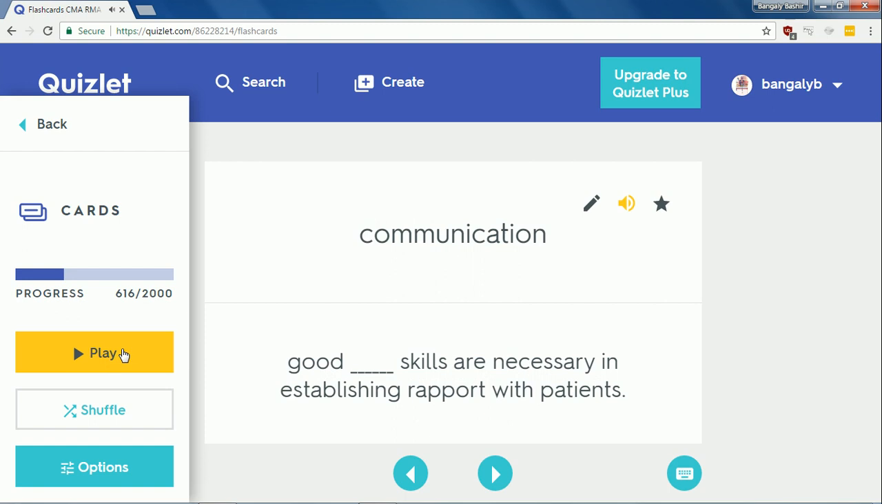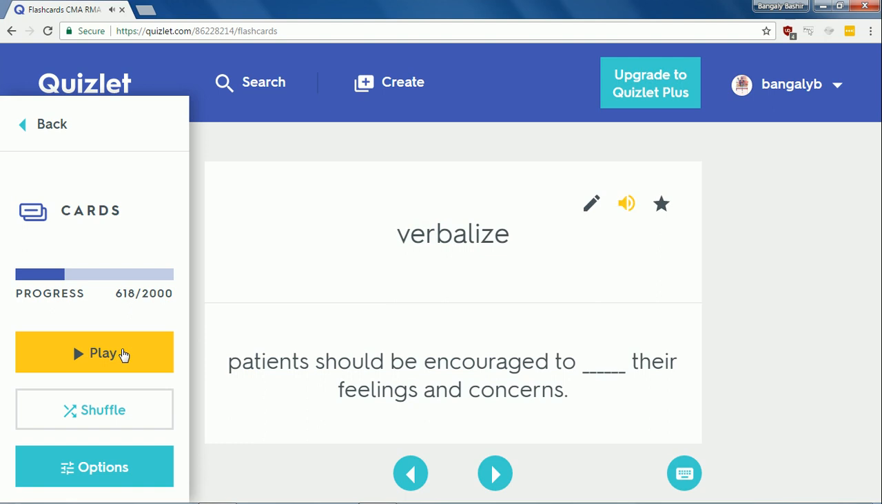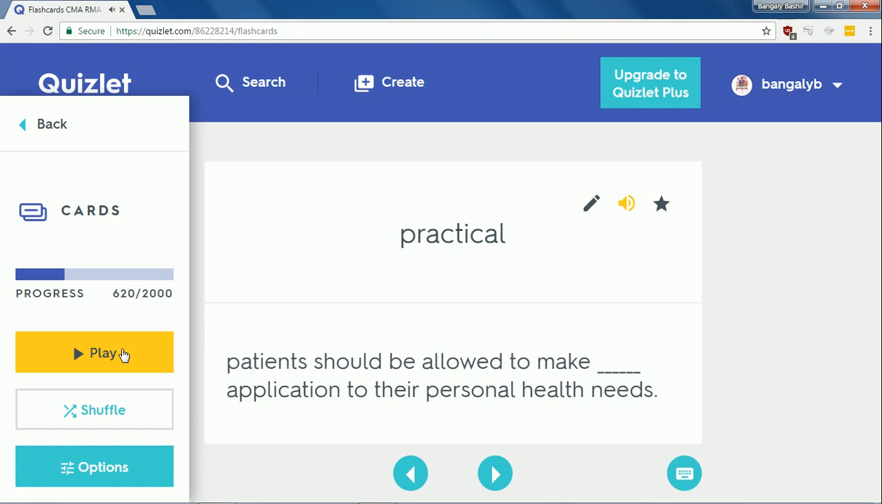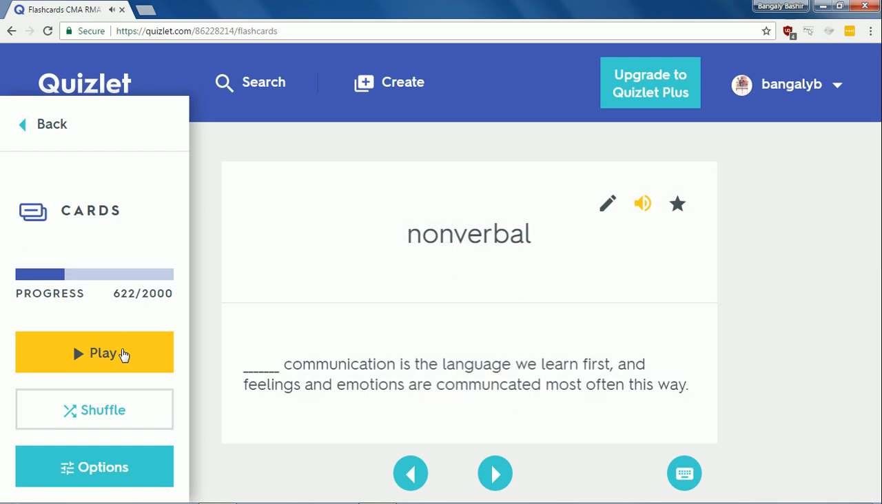Communication. Good blank skills are necessary in establishing rapport with patients. Respected. Patients feel blank and validated when called by their full name. Verbalize. Patients should be encouraged to blank their feelings and concerns. Technical. Patients should be given blank information in a manner that they can understand. Practical. Patients should be allowed to make blank application to their personal health needs. Courteous. It only takes a moment to acknowledge a patient with a smile or by name. Nonverbal.